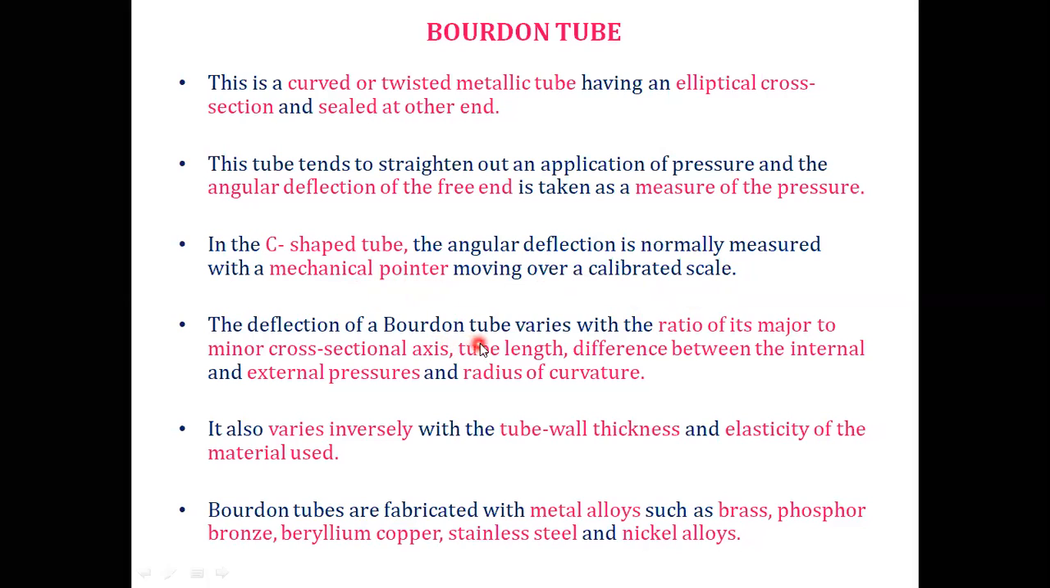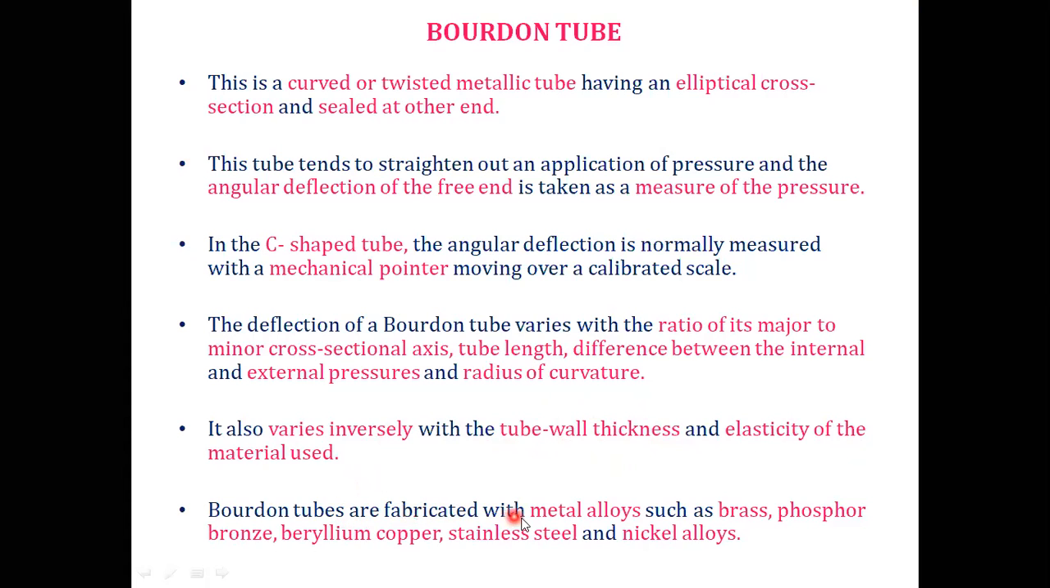The deflection of a Bourdon tube varies with the ratio of its major to minor cross-sectional axis, tube length, difference between the internal and external pressures, and radius of curvature. It depends upon all these parameters. It also varies inversely with the tube wall thickness: if the tube wall thickness increases, the deflection decreases, so it is inversely proportional. It also depends on the elasticity of the material used.